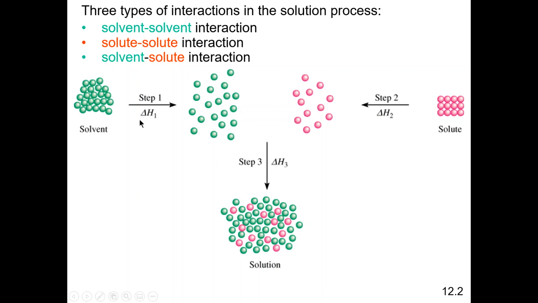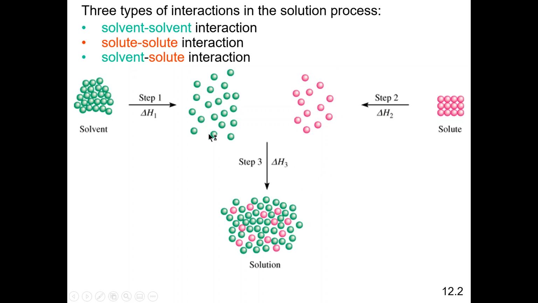So, therefore, a certain amount of heat would have to be absorbed or delivered to the solvent to separate the molecules. So, we call that delta H1. That's step one. And then over here, step two, a similar thing will happen: separation of the solute molecules. So therefore, the amount of heat required for that would be delta H2, and you end up with the separated solute molecules. And then we have step three, where you have the solute dissolving in a solvent.